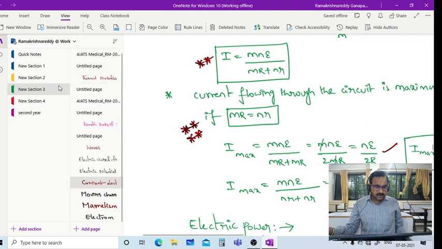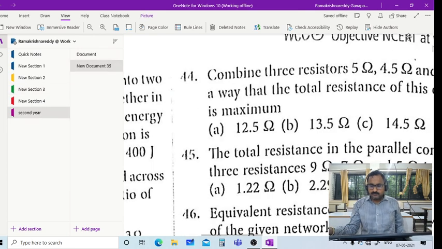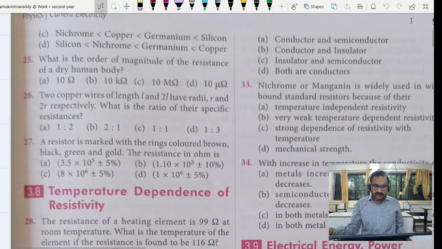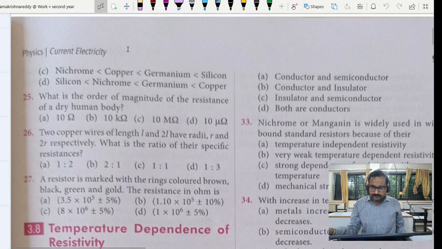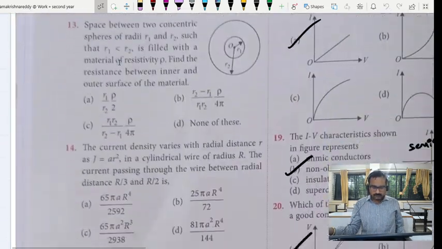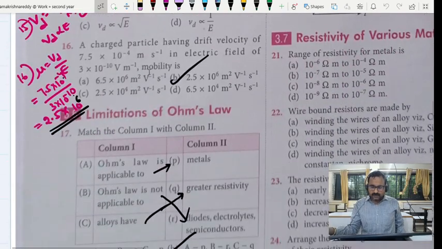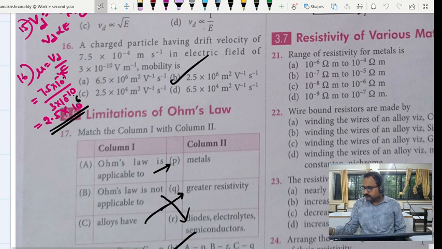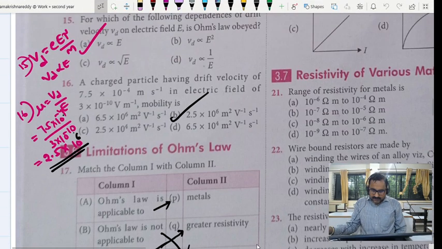So, problems. We will discuss the problems in that. Yesterday we discussed some of the problems, and the remaining we will discuss now. Last time we completed up to 20. Next, from 21 onwards you have to see. They are asking about the range of resistivity of the metals.